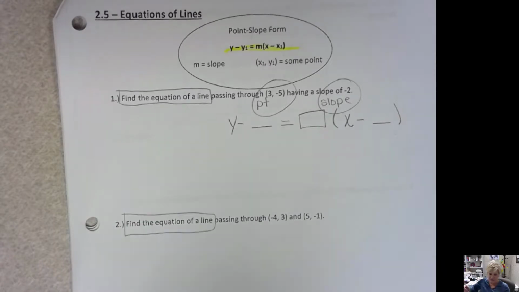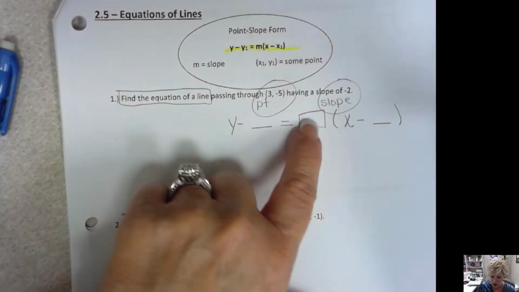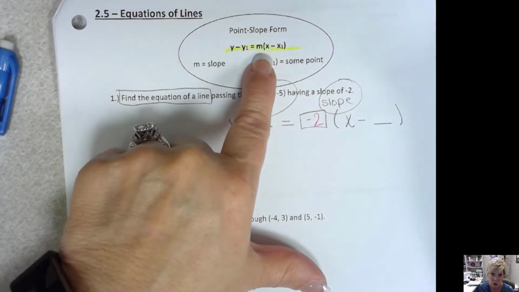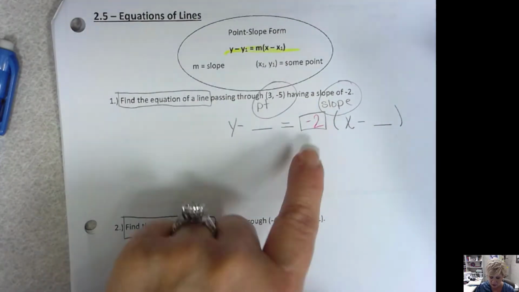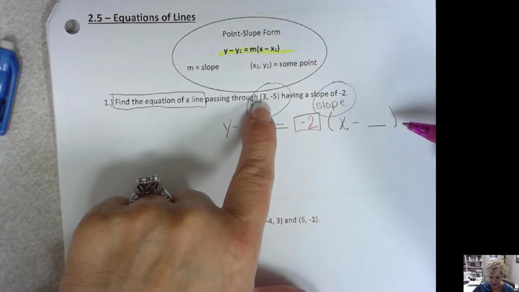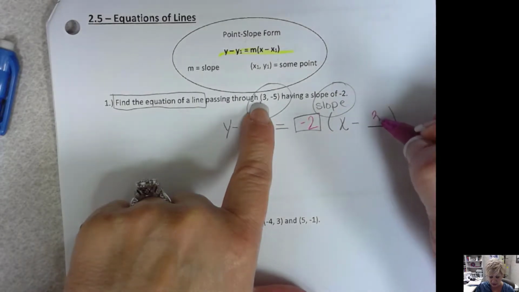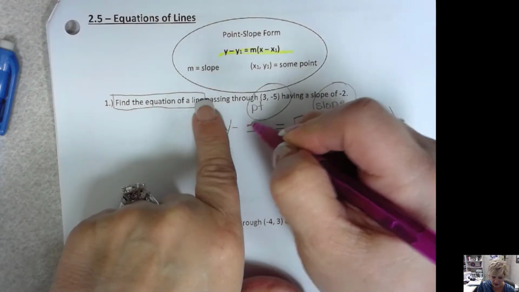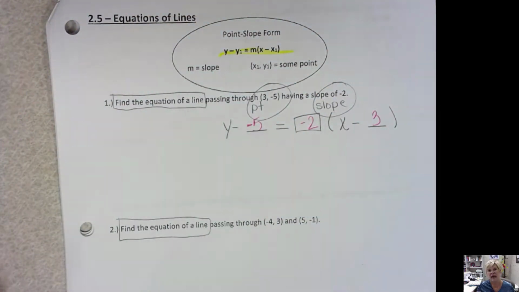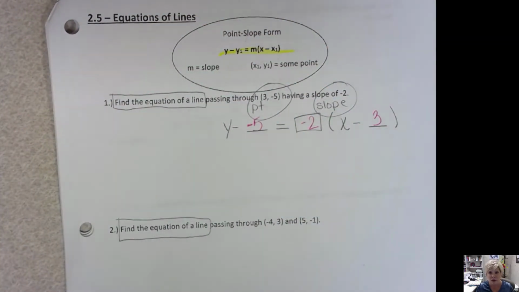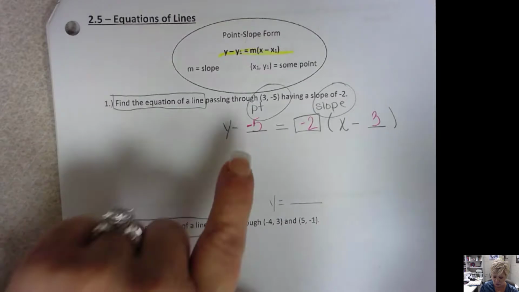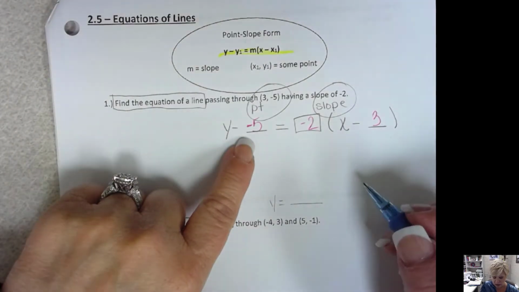I know my slope is -2. Remember, m means slope. And then we plug our point in. The x value is 3. The y value is -5. And we clean it up. That's all we do. Clean it up. Get y equals something. That's what we're going to have down here, which is slope-intercept form.